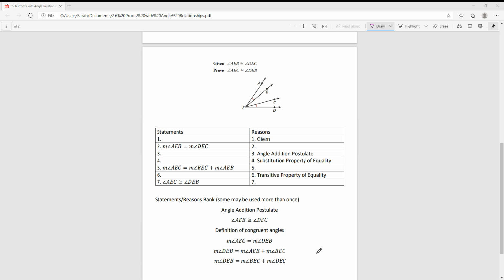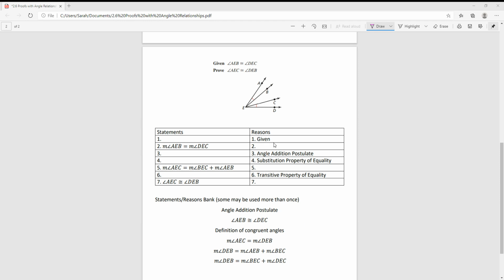Hello, we're going to take a look at one more proof using those angle relationships that we've been learning about recently. So just like before, we are given some information in this diagram and also with these congruences, and we are going to use the reasons and statements down in the bank to fill out the rest of the proof.